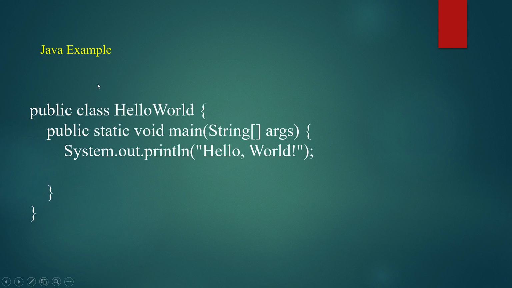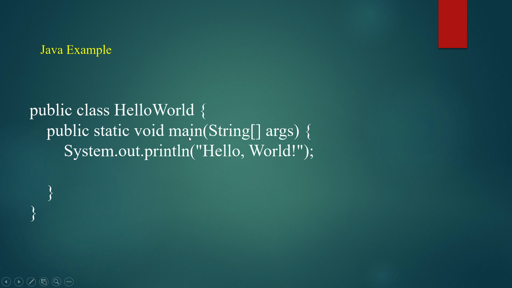Here is a simple example of how the Java program execution happens. Firstly, we define the class name as HelloWorld, with public static void main(String[] args), and then we print the output Hello World. Mainly, the Java program starts execution from the main method only.